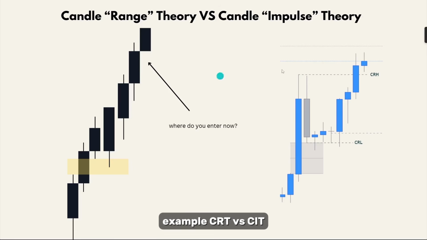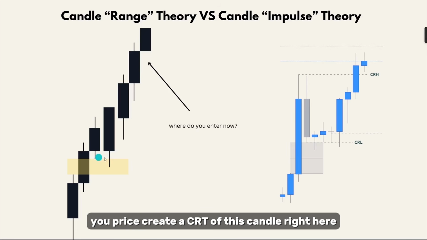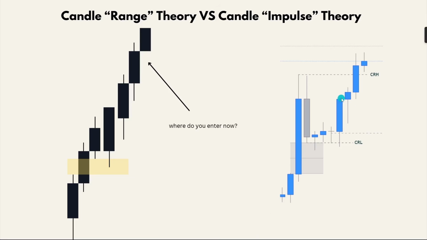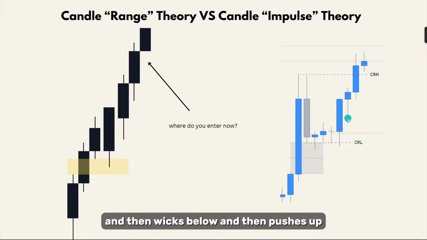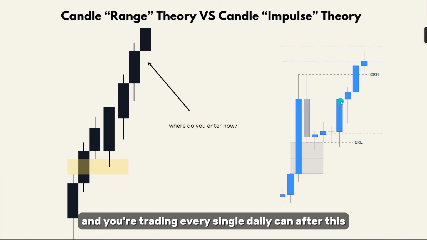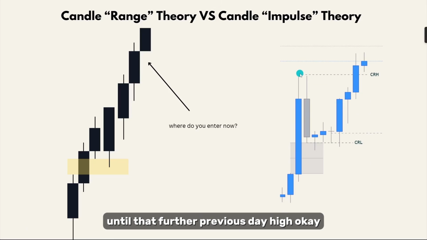Example, candle range theory with your candle impulse theory. Firstly, price creates a CRT of this candle right here, and then we follow through with our candles that form out our CIT, because this is now the major draw on liquidity. Price then closes and then wicks below and then pushes up, closes, wicks below, pushes up, and you're trading every single daily candle after this until that further previous day high.